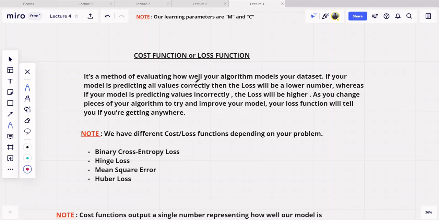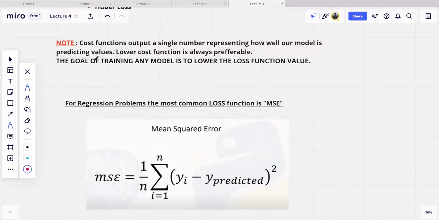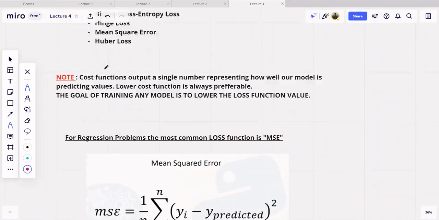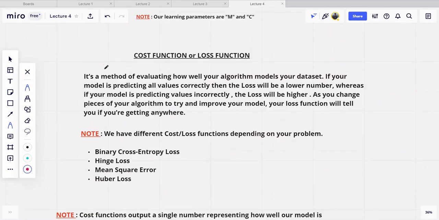So basically, the cost function or the loss function is a method of evaluating how well your machine learning model is doing, or basically how well the machine learning algorithm is predicting the values correctly. Loss function is basically just a mathematical function whose value increases if our model is not doing well.